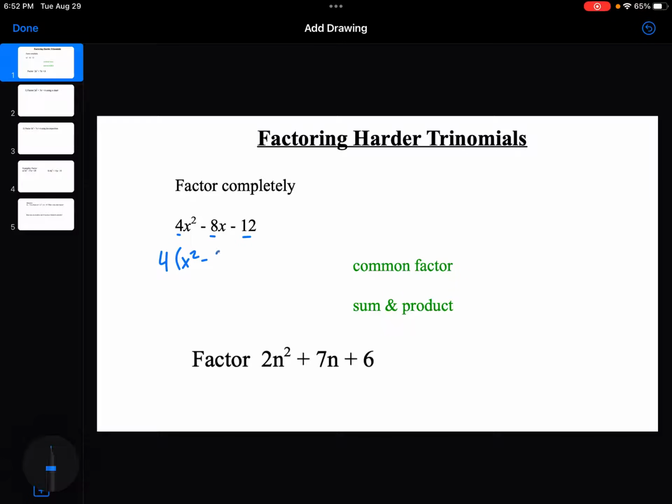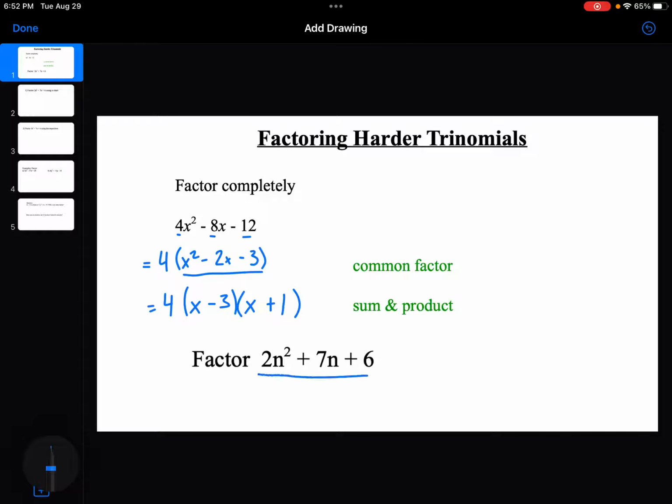When we look at our a value, our b value, and our c value, they're all divisible by 4. So that means we can factor it out, and then this just becomes a simple trinomial. So leave the 4 there. We're going to put our 2 brackets. We'll have x at the front of both. Multiplies to -3 and adds to -2 is going to be -3 and +1.